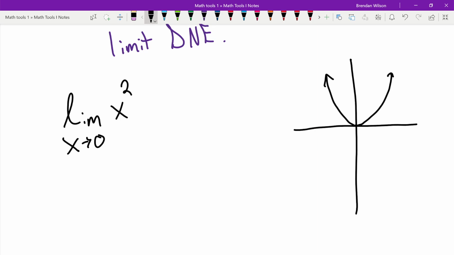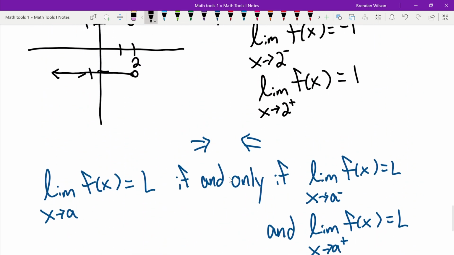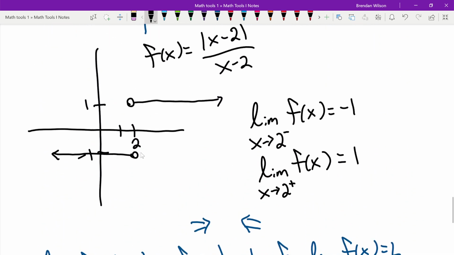So in a lot of cases, we don't necessarily need to show it for both of them because it might be clear that they're going to the same value, but we need to be careful of the cases where they're not going to the same value, like this one, for example. So in this case, there would be no limit as x approaches 2.